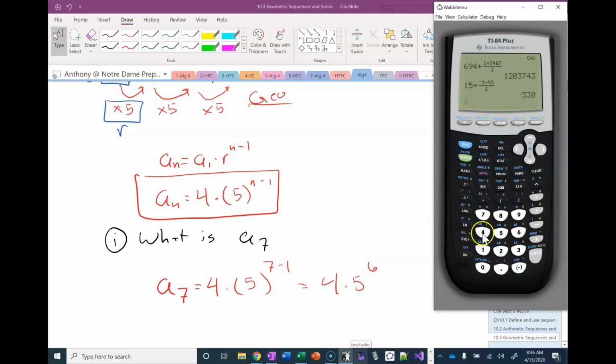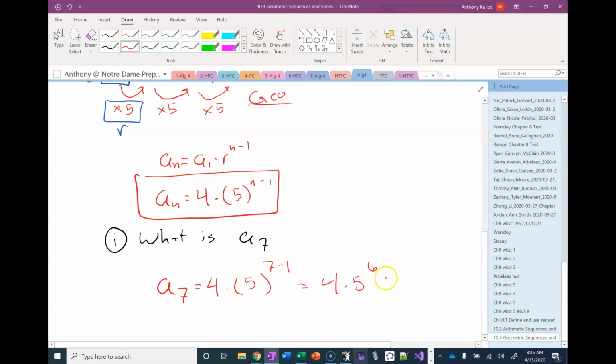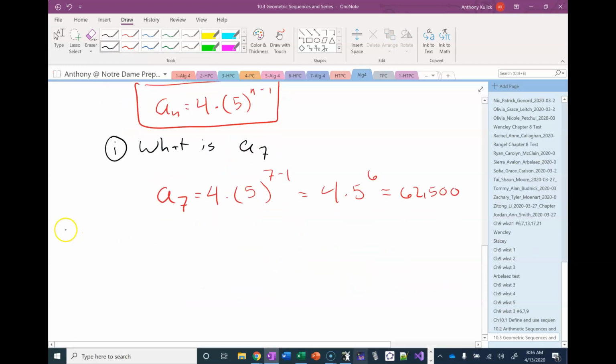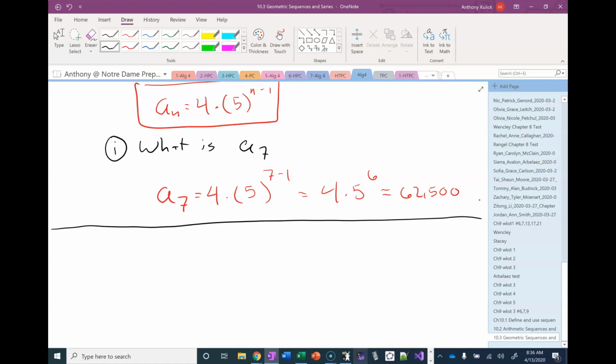Four times 5 to the 6th. So I get 62,500. So that's a pretty easy situation, right? It's pretty easy to find r, and you already have the first term, so there's not much to do.